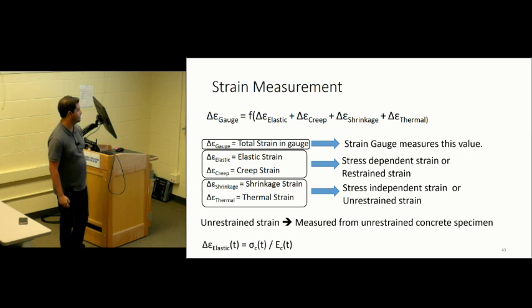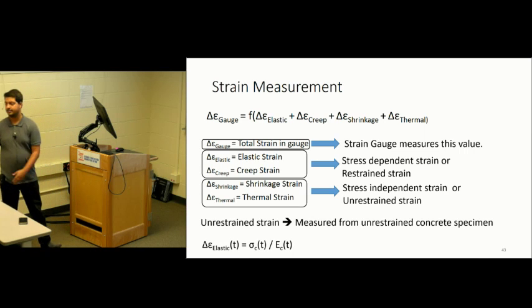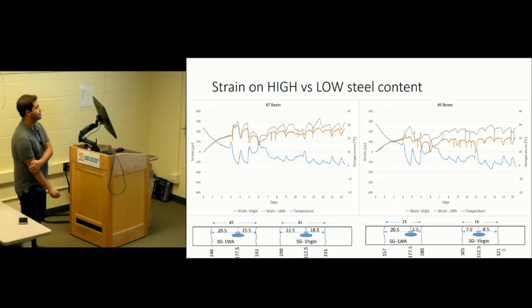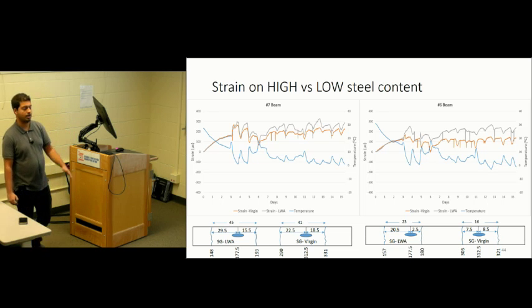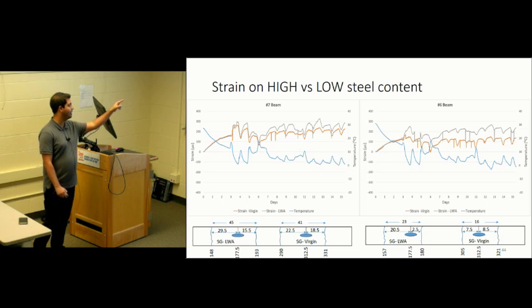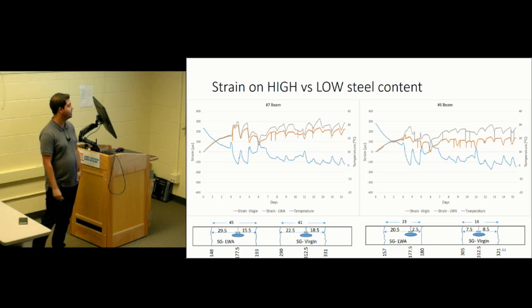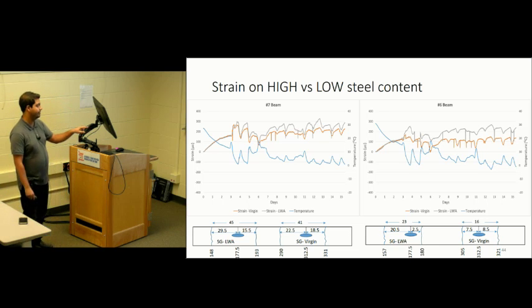And we have elastic strain that depends on the stress and the elastic modulus of the concrete. So if we see some of the strain data for high steel and low steel content, the blue line is the temperature. So we can see the clear fluctuation of the strain based on the temperature variation. This is the data up to day 15.